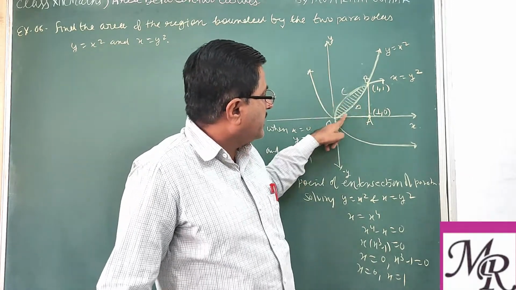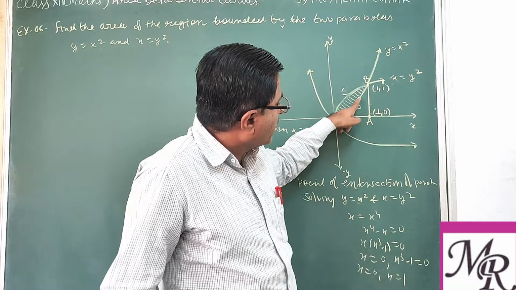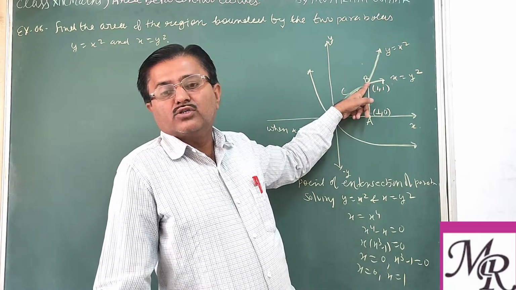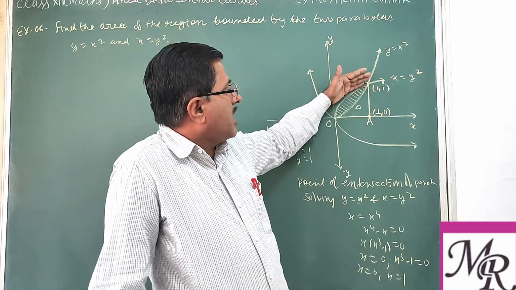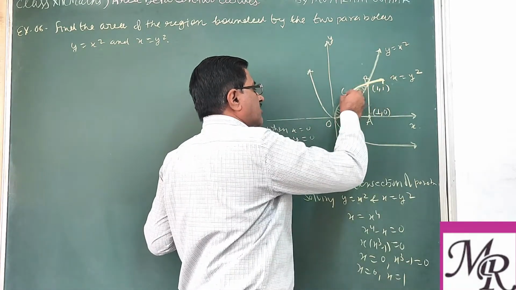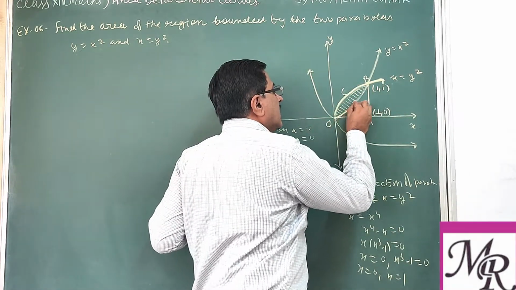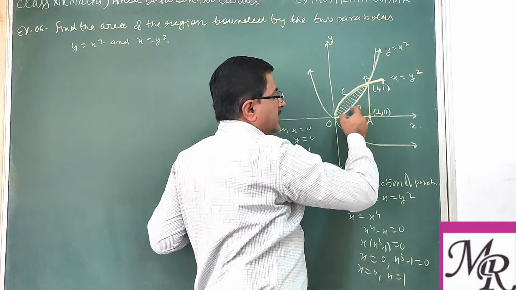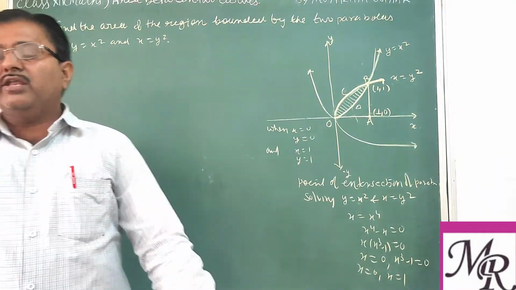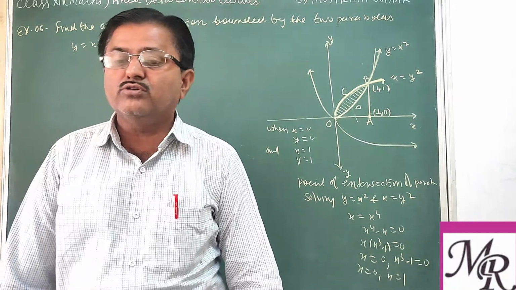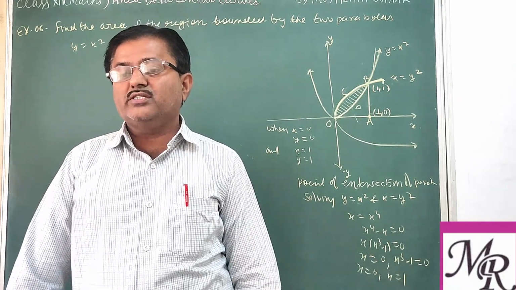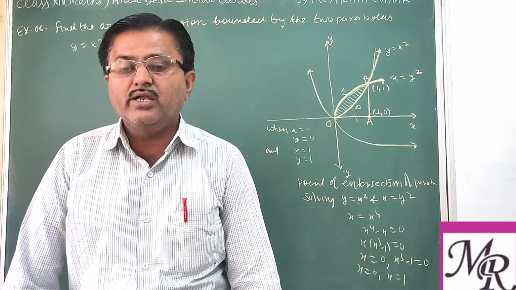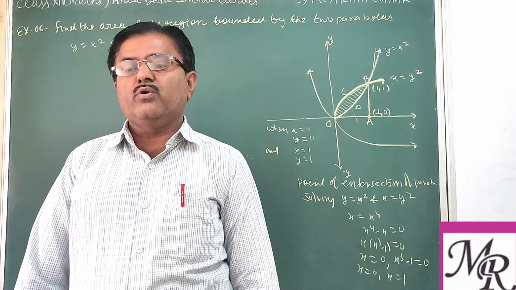That unshaded area is covered by the second parabola, this parabola from 0 to 1. So overall, the area covered by the upper parabola, this above curve, minus the area covered by the lower. So this area covered minus this area is the required area. Whenever we are discussing the area enclosed by the curve, the basic point is we have to find the area covered by the above curve minus the area covered by the lower curve.